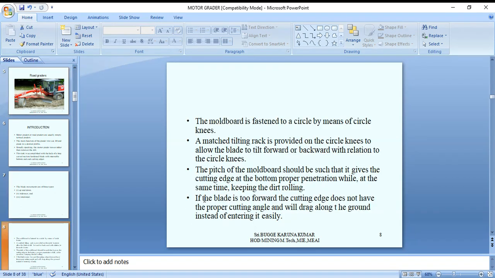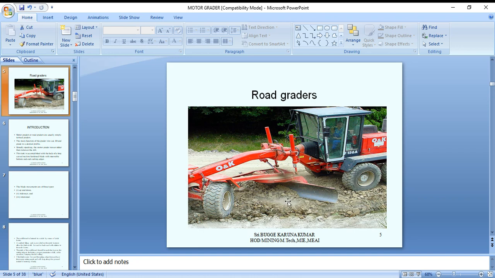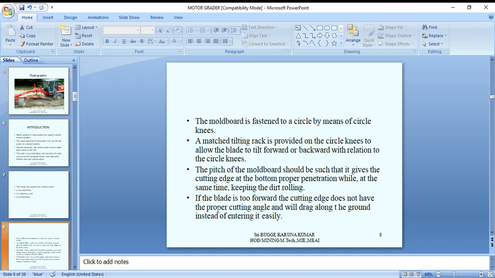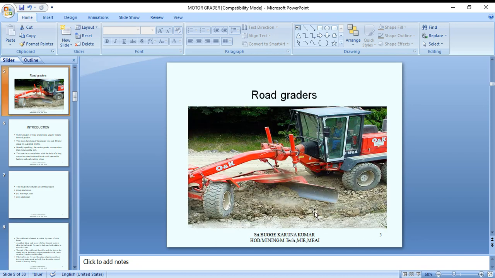The pitch of the mold board should be such that it gives the cutting edge at the bottom proper penetration while at the same time keeping the dirt rolling. So this will give you the penetration rate as well as moving that material. If the blade is too far forward, the cutting edge does not have the proper cutting angle and will drag along the ground instead of entering it easily. So sometimes there is no need to insert it into the ground. It may be adjusted like this, so that is also possible without digging.